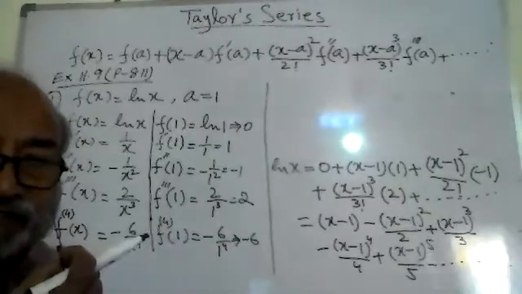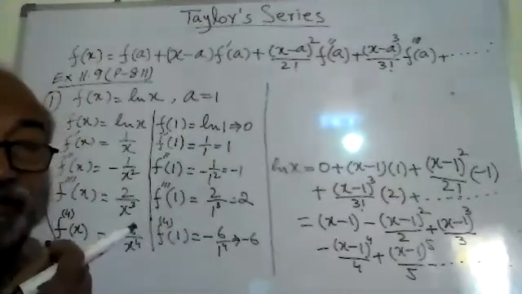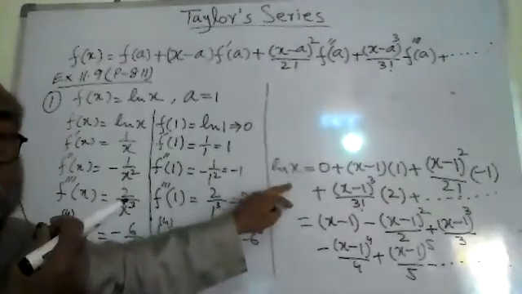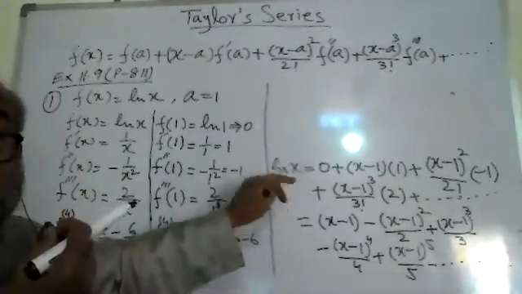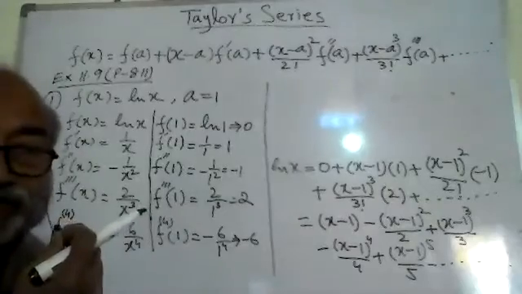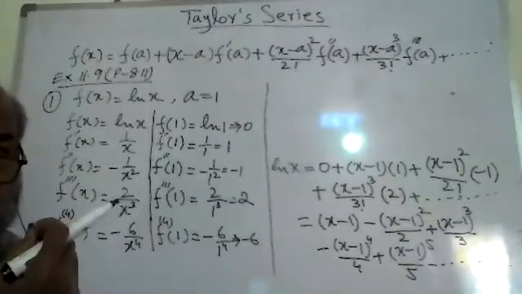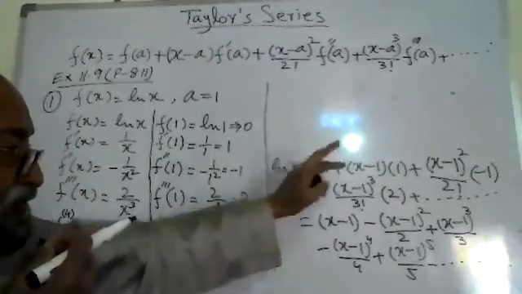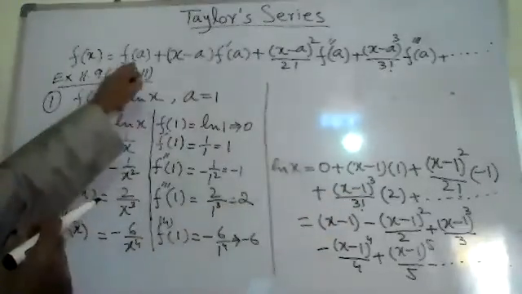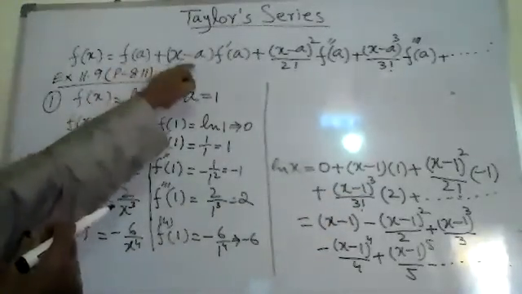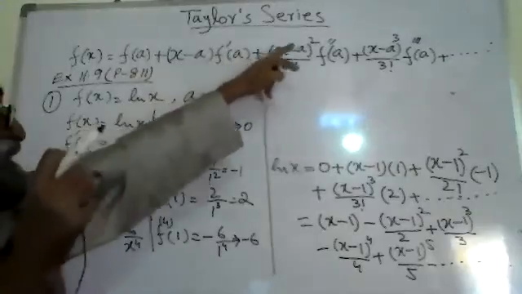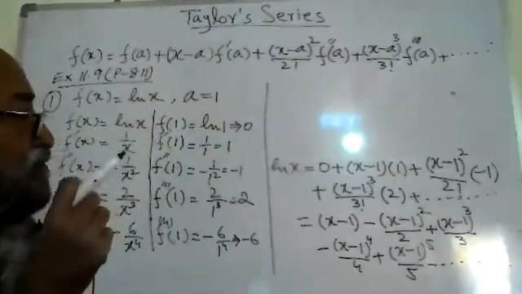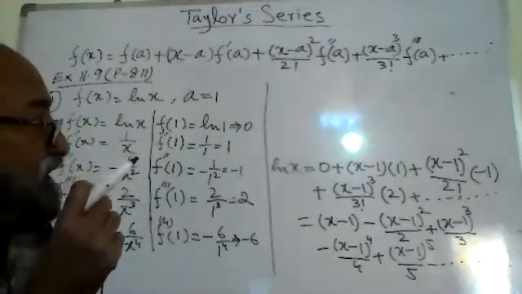This is called the Taylor series. You must write f of x is equal to 0 plus the first term f of a, plus x minus a into f dash a, plus x minus a whole square upon 2 factorial f double dash a, plus x minus a whole cube upon 3 factorial f triple dash a, and so on.